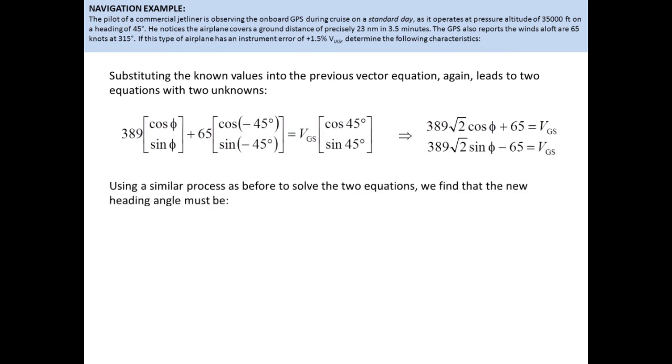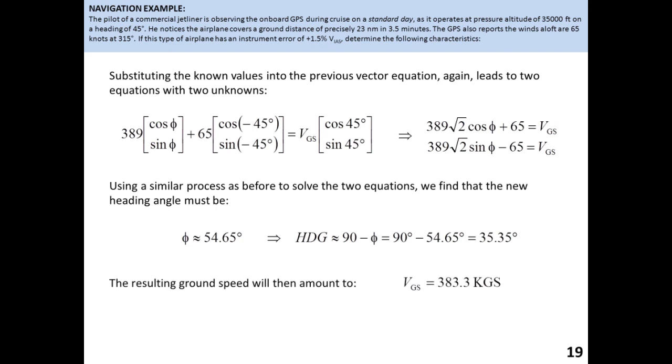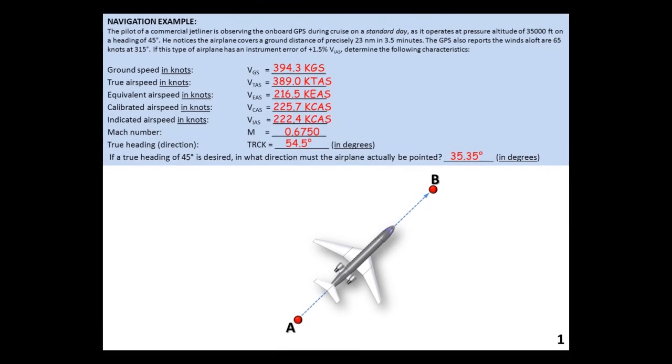Using a similar process as before to solve the two equations, we find that the new heading angle must be 54.65 degrees in the mathematical representation, or 35.35 degrees in the aviation representation. If you proceed in that manner, you will see that you must be careful when the mathematics lead to two solutions, and you must know which one to select. Remember that you can also solve it using algorithms such as regula falsi or the Newton-Raphson method. The resulting ground speed will then amount to 383.3 knots ground speed. We have thus completed the solution of this problem.